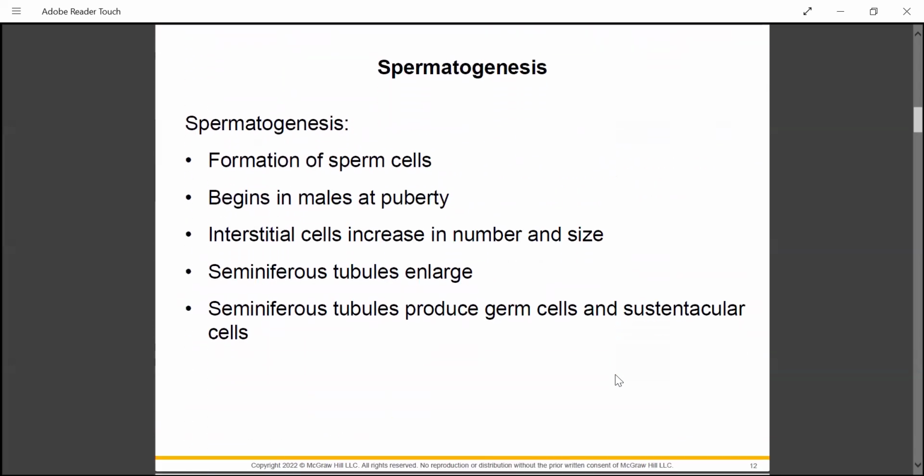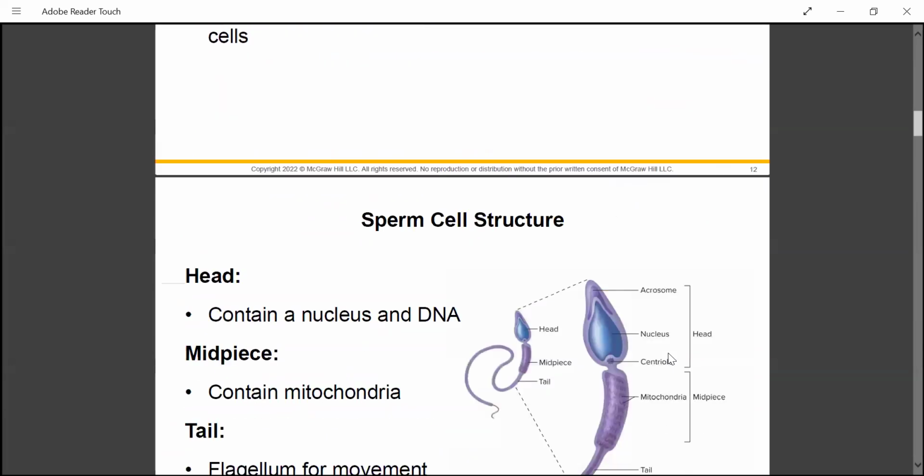So as I just said, spermatogenesis is the formation of sperm. It's going to begin in males at puberty. And so at this point, interstitial cells are going to increase in number and size. The seminiferous tubules are also going to enlarge, and they're going to begin to produce those sperm cells and sustentacular cells so that they can produce sperm.